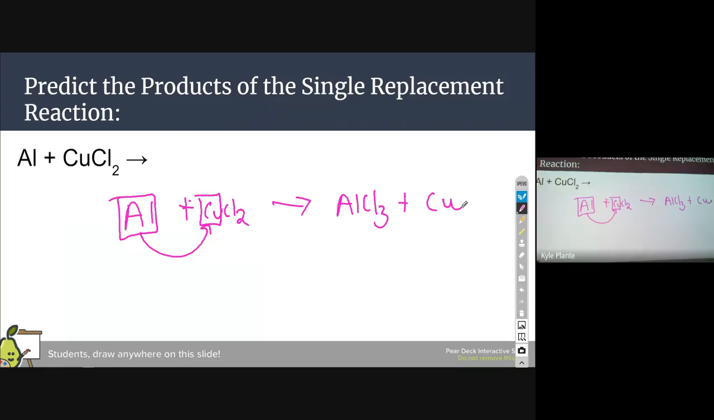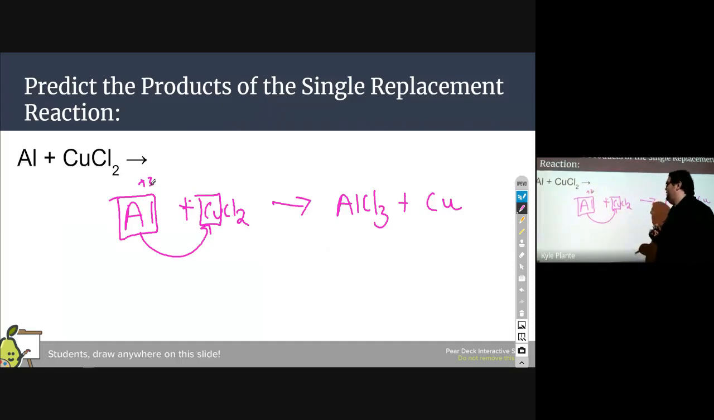Now we're not done here yet. We got to balance this equation. Plus, we got to make sure that we have the right formula. Remember, we figure out formulas by looking at charges. Aluminum is in group 13, so it has a +3 charge on it.